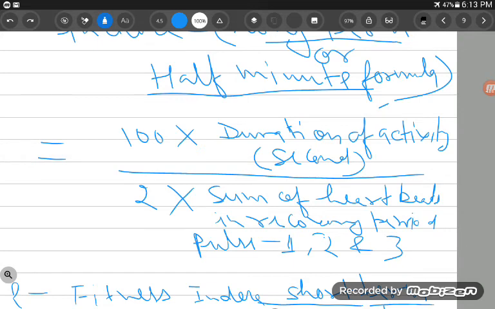What is the formula? 100 multiply duration of the activity. In both types of question, the activity duration should be in seconds, but both questions have given it in minutes. Upon 2 multiply sum of the heartbeats, pulse 1, pulse 2, pulse 3 during the recovery period. Page number 9.